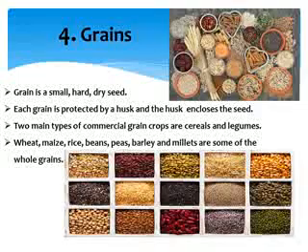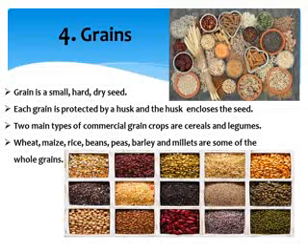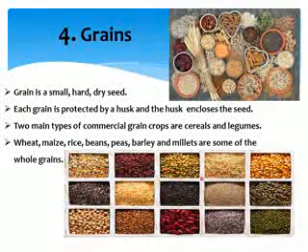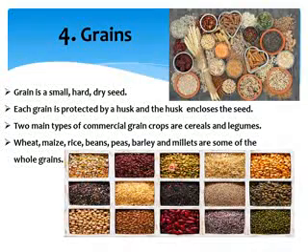So here you can see these are the grains. So this grain is small in size, it is hard and it is even dry. It is not wet. It is dry seed and it is small in size and it is hard. So each seed is protected by a husk. The husk encloses the seed.